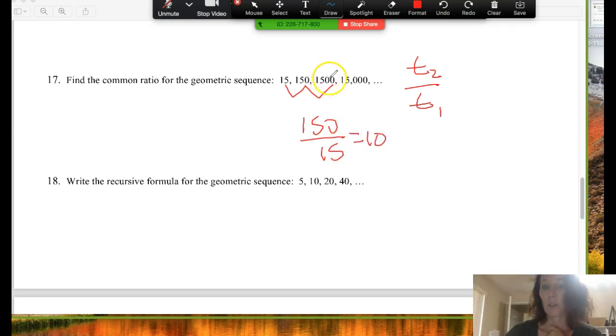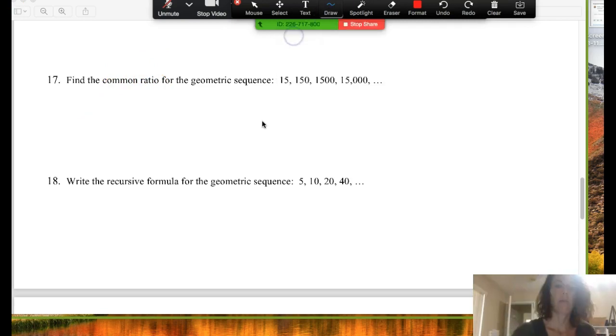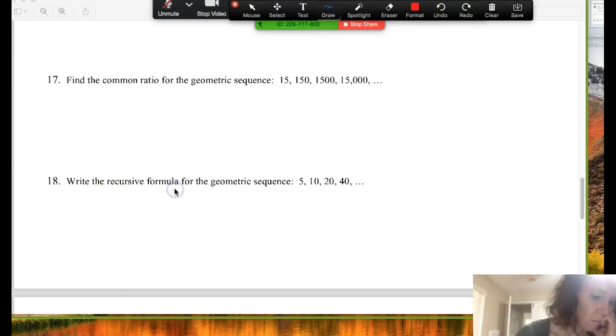You can check term 3 divided by term 2 and make sure that is also 10. And this will cancel and you'll end up with 150 over 15, which is also 10. And you can do it for this and this and you'll end up with 10. So the multiplier would be 10, and that would be your common ratio. All right, on to the recursive formula, different than the explicit.